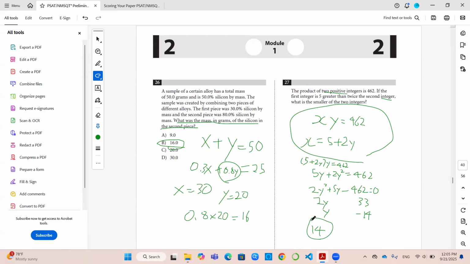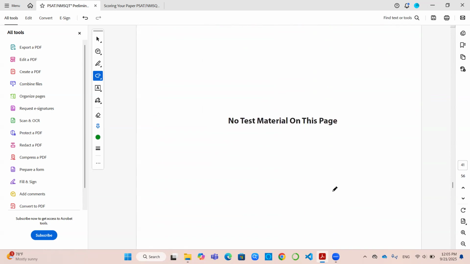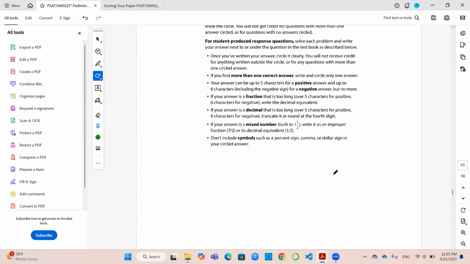And if I plug the 14 here, so 14 times y is equal to 462, y is equal to 33. So between 33 and 14, what is smaller? 14 is obviously smaller, so 14 is the correct answer. Okay. Moving on.